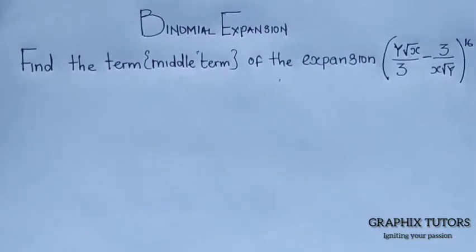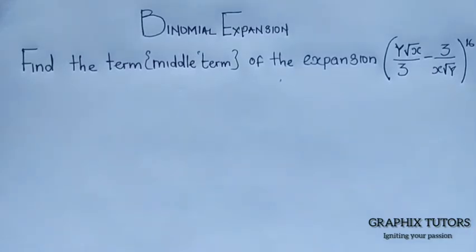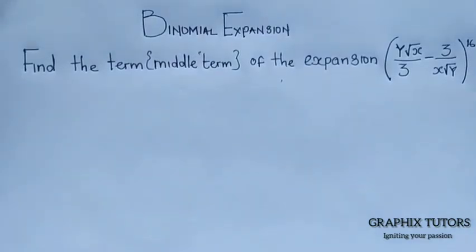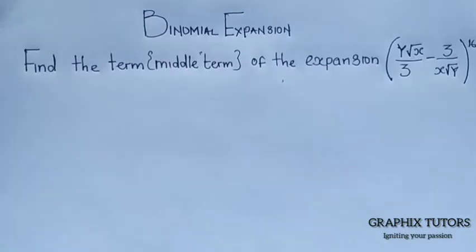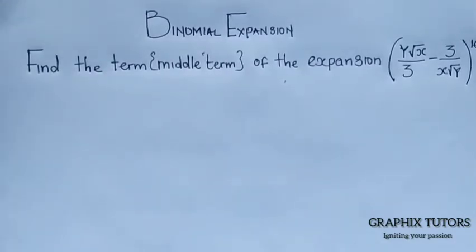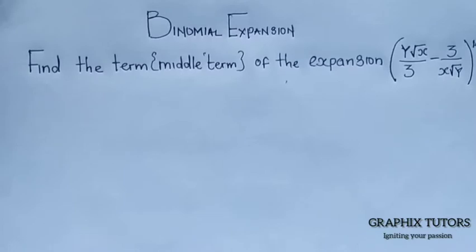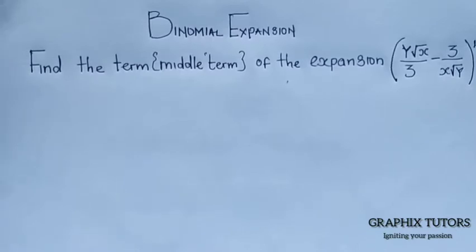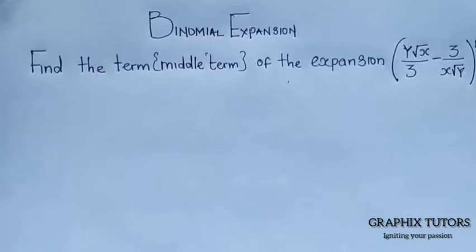Today we want to solve this example in binomial expansion, which is to find the middle term of the expansion of y multiplied by the square root of x divided by 3 minus 3 divided by x over square root of y, all raised to the power of 16, and we're looking for the middle term.